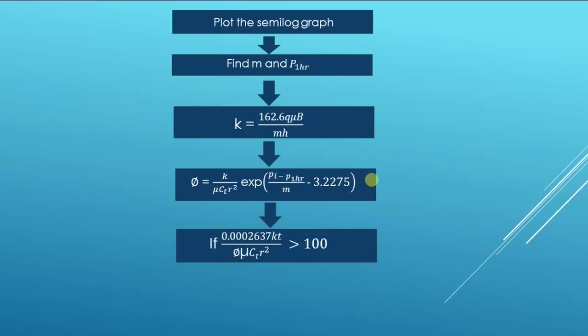After we calculated the permeability and the porosity, we can insert the data in this equation here to find whether the calculated value is over 100 or not. If it's over 100, then we can use this equation. PWS is equal to P1 hour plus M log T. So you can find PWS at any time you want. So that's how you do the interference testing in the active well, if the active well is injecting or producing.